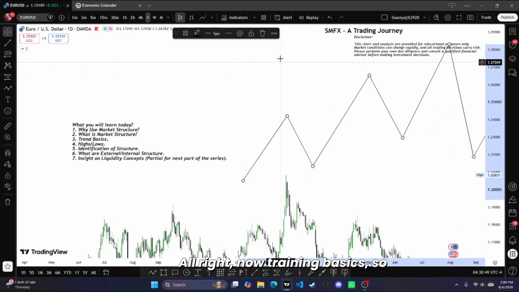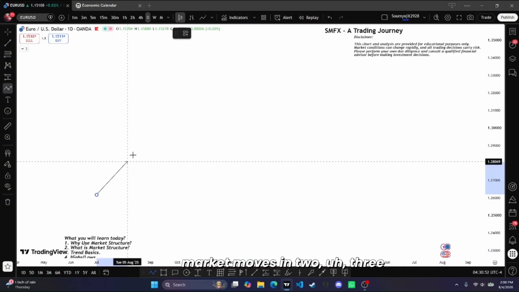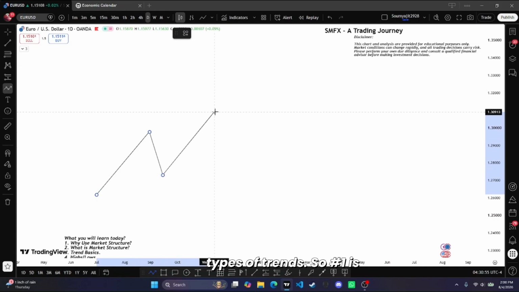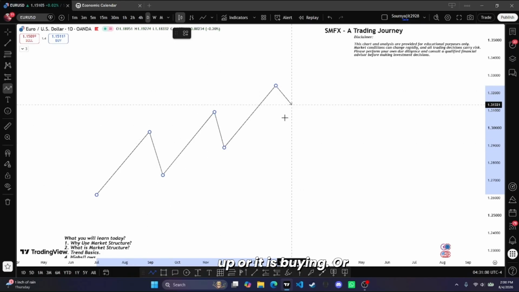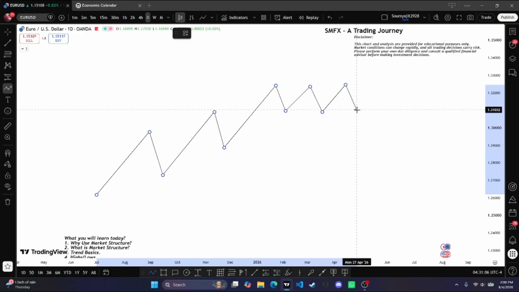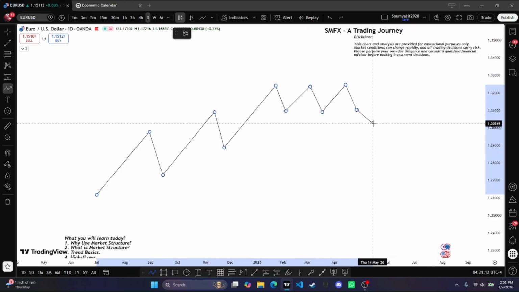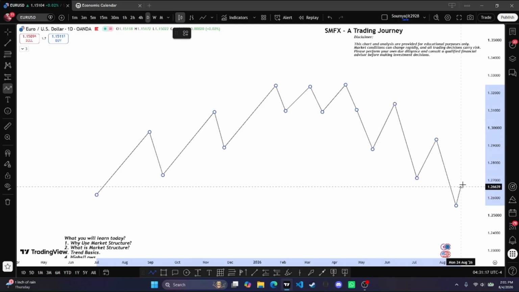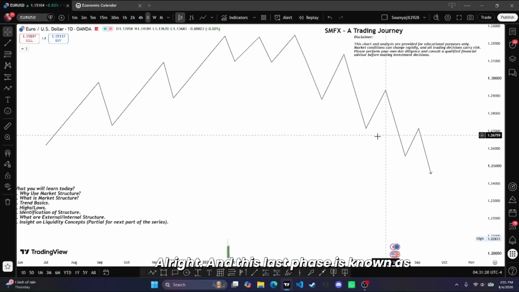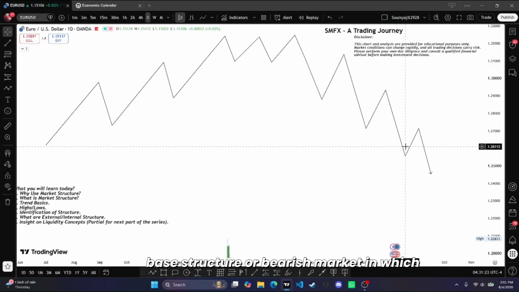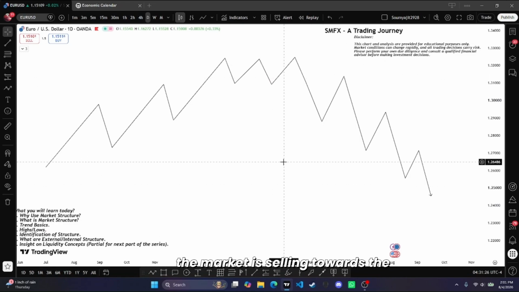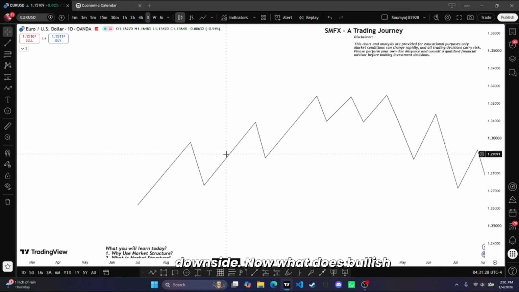Alright, now trend basics. So market moves in three types of trends. So number one is this. We can clearly see the market is right now going up, or it is buying, or bullish trend. This phase is known as consolidation because the market is not buying as well as not selling. Alright. And this last phase is known as bearish structure or bearish market, in which the market is selling towards the downside.